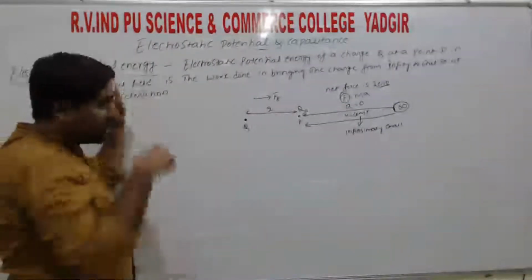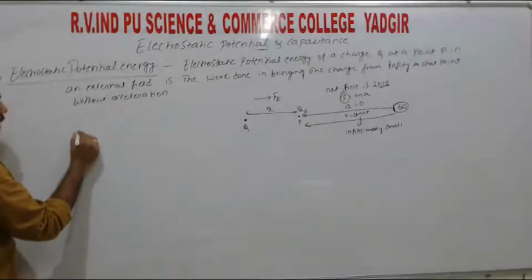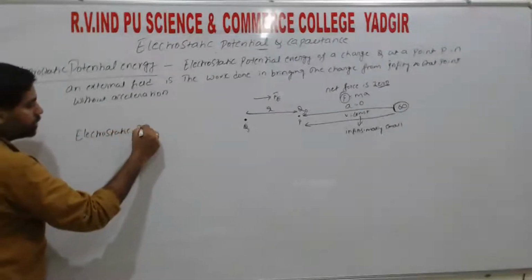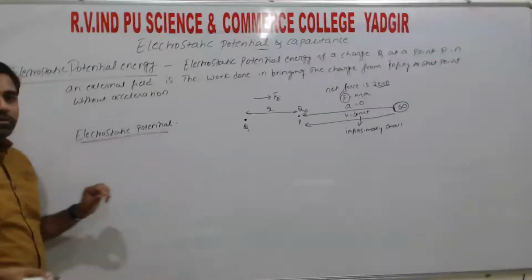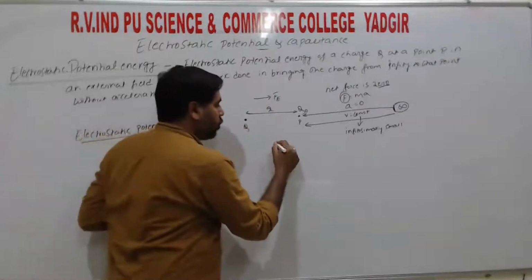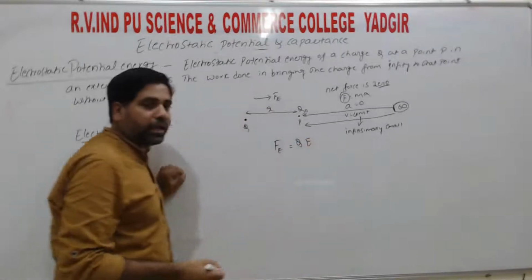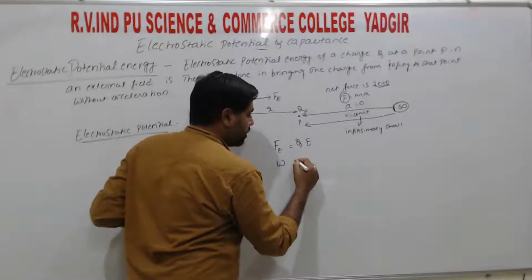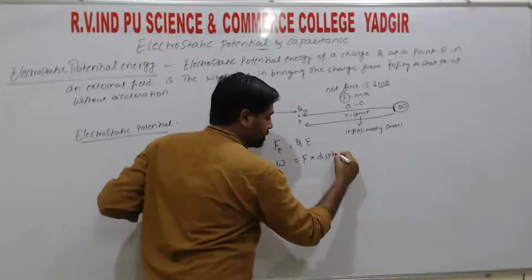So we call this the electrostatic potential energy, right? So here one more we have, electrostatic potential, right? So here we have the force due to the electric field, Fe is equal to, we know, Q into E, right? And also we know the work done. So work done is equal to force into displacement, right?